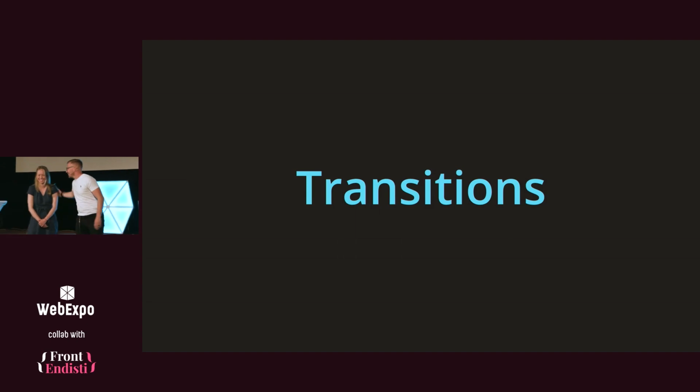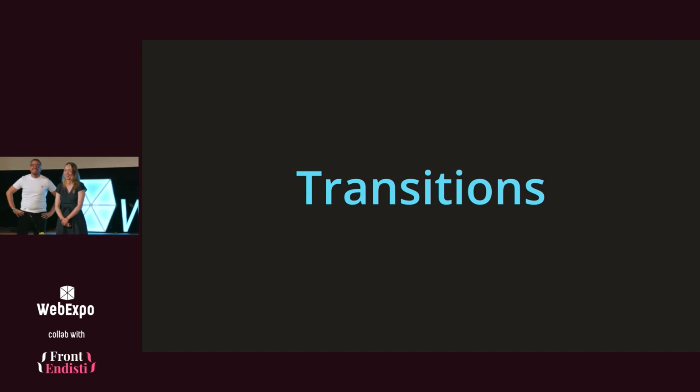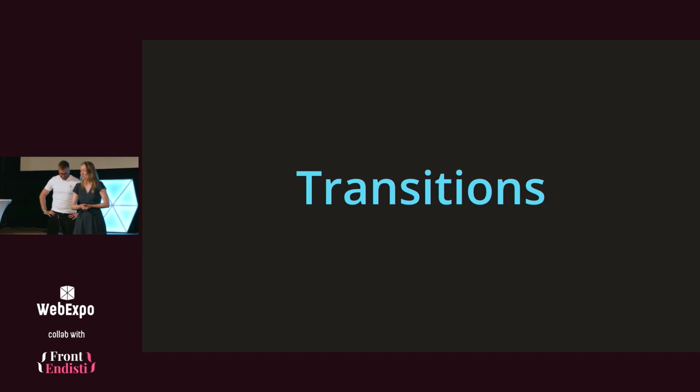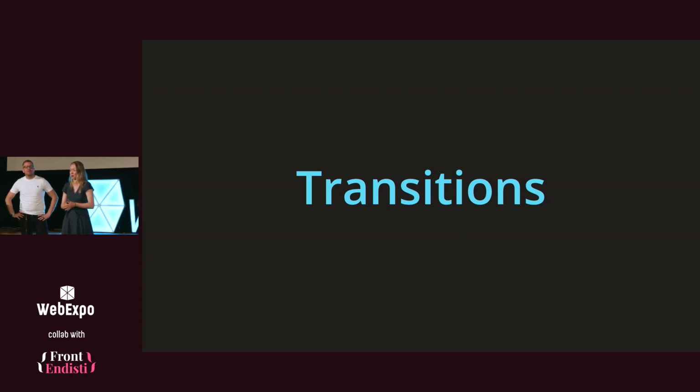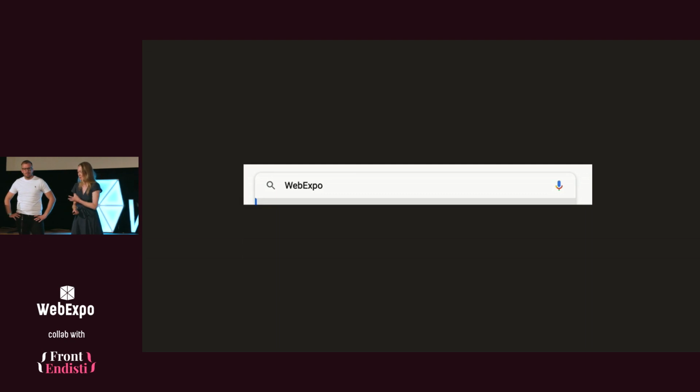Okay, so next topic is transitions, and like I said before, transition is one of these concurrent features, and basically you use transitions for marking what is urgent and what is not urgent in the context of updating. Let me explain it here in this example.